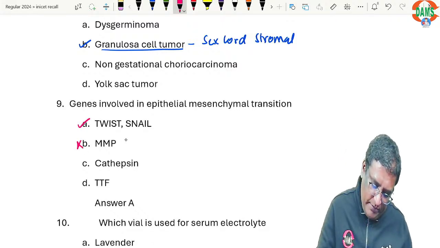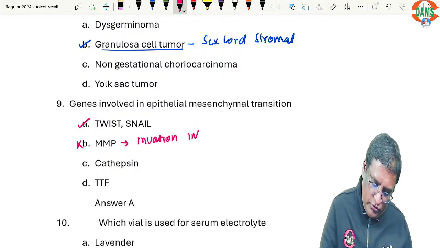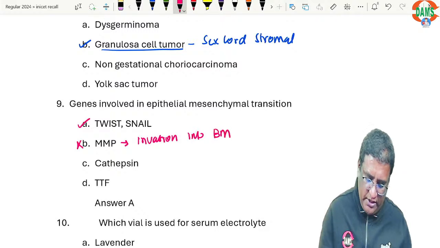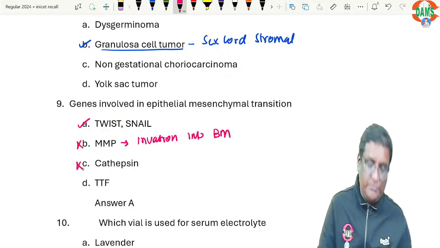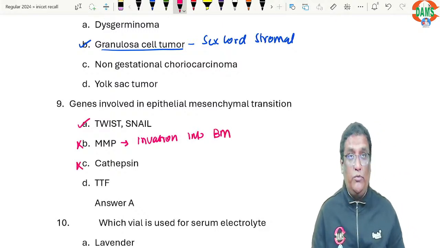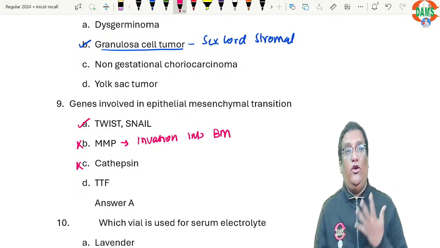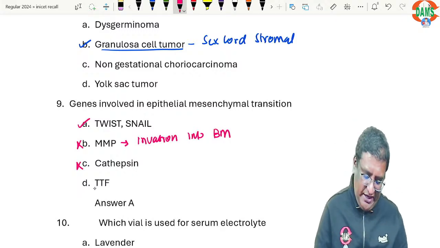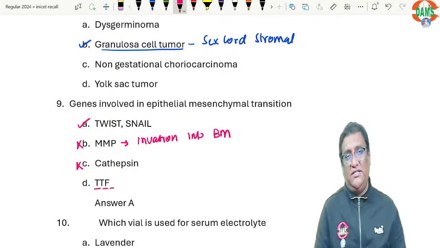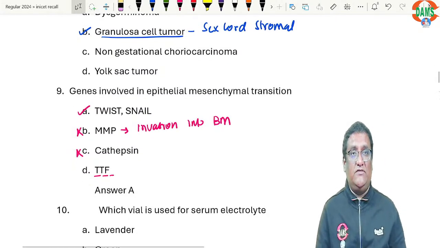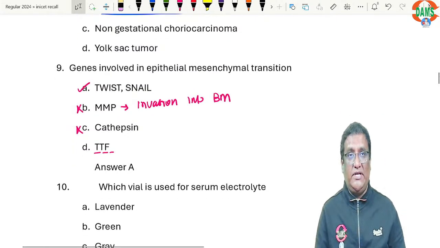MMPs, no, MMPs will help in not EMT. MMPs will help in invasion into basement membrane, right? Yes. Cathepsins, no, cathepsins have nothing to do with neoplasia. Cathepsins are to do with killing, non-oxidative killing. TTF, thyroid transcription factor, this is a marker for thyroid tumor as well as lung tumors as well.